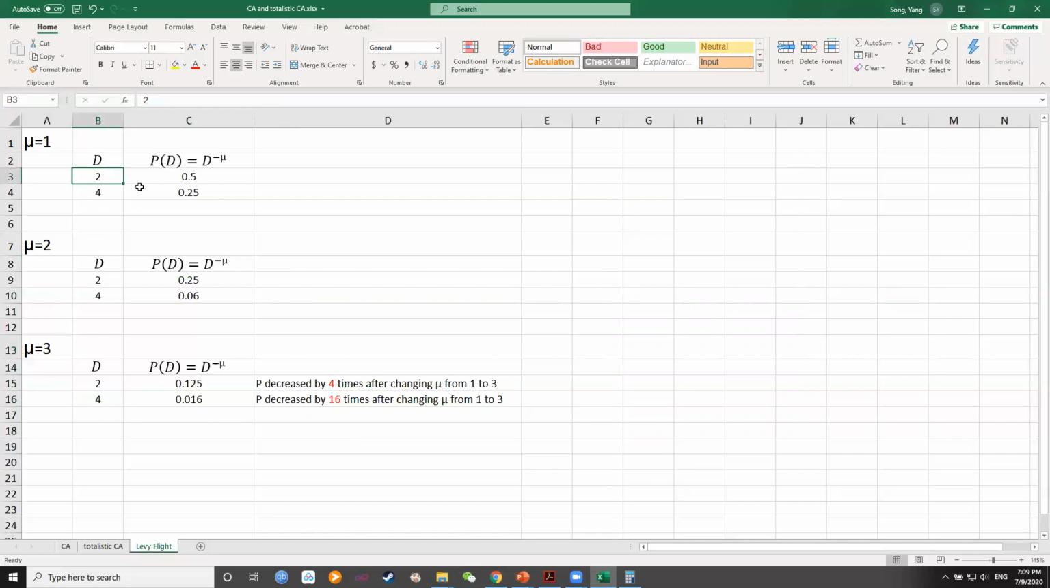When mu was equal to 1, the probability of using 2 as the step length is 0.5. When mu is equal to 3, this probability decreased 4 times. But for a longer distance, for a distance of 4, this probability decreased 16 times, which means the value of mu affects longer distances more than shorter distances. Okay, so this is the importance of mu. And let's get back.